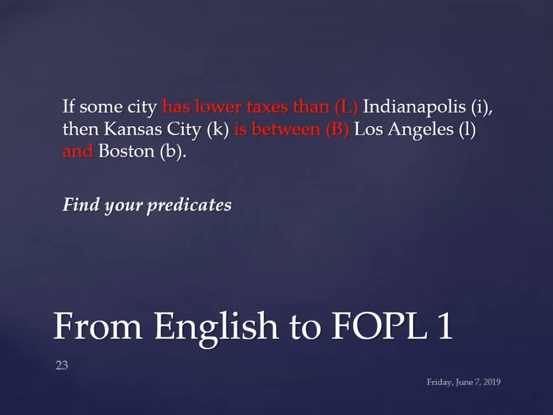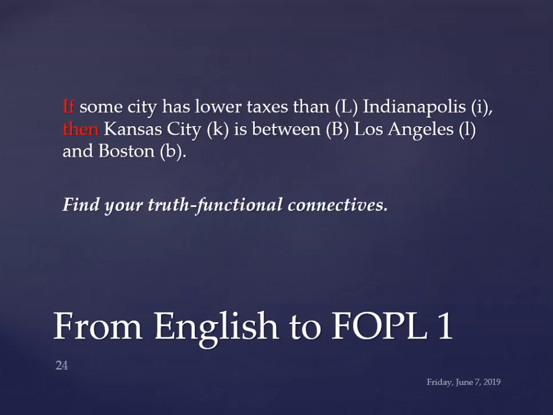Okay, then try to figure out what your truth functional connectives are. In this case, we have an if-then. You can see that with this whole sentence, the type of sentence it is is a conditional. So we need to represent that. Be warned though that this "and" right here between Los Angeles and Boston is not a truth functional connective. Now that's really weird. You might be thinking, well, no, that's a conjunction. I need to put an ampersand there.